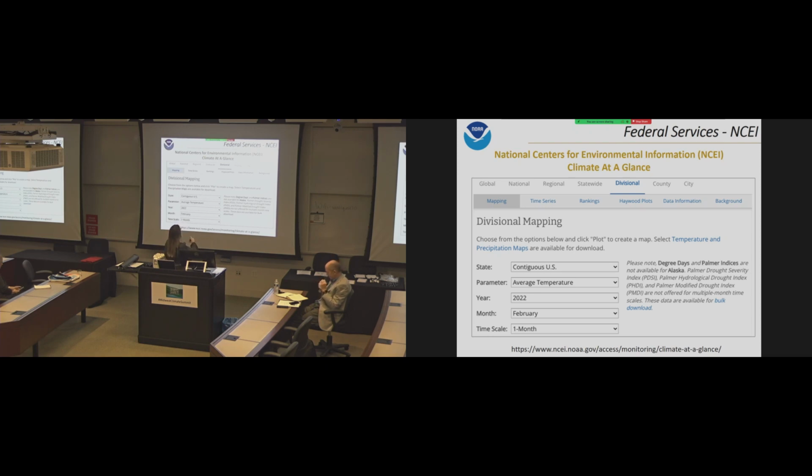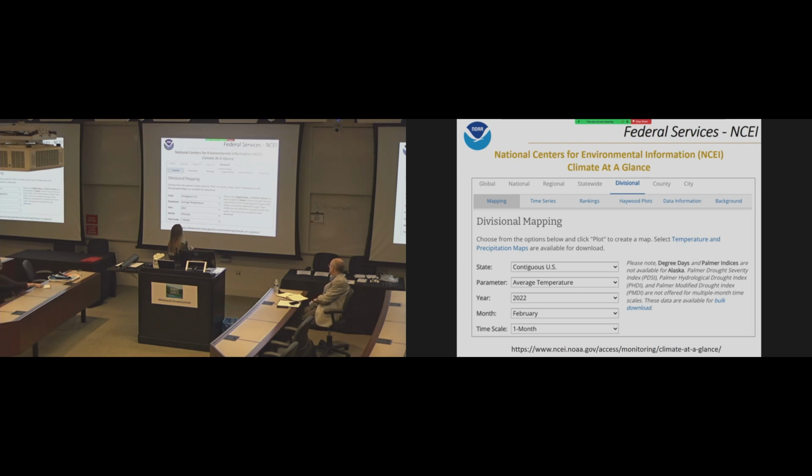So I can go to divisional, I can go to mapping, I can select, do I want this to be averaged together for the entire US? Do I want it for my entire state? Do I want it for a sub-region of my state? You have a lot of control and customization over this. Do I want to look at temperature or hit this caret here and see, I can look at max temperature, min temperature, rainfall, all these different parameters.